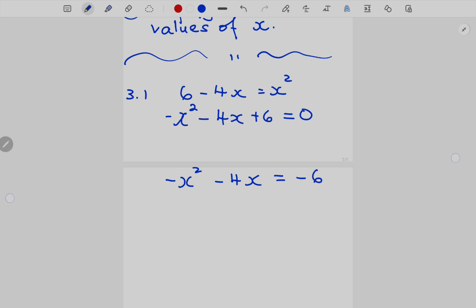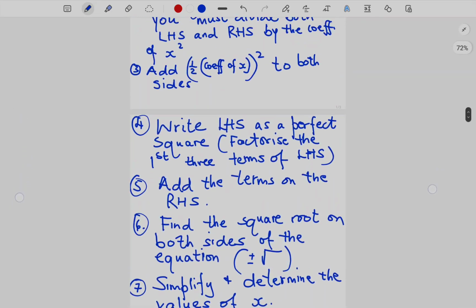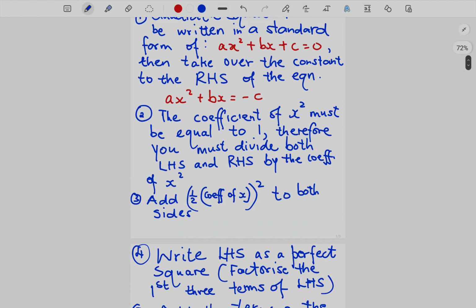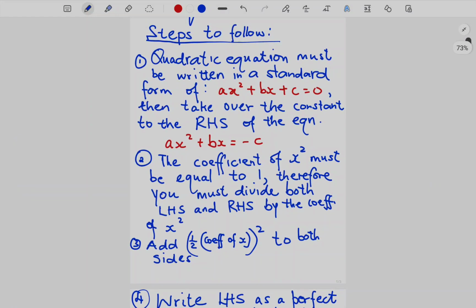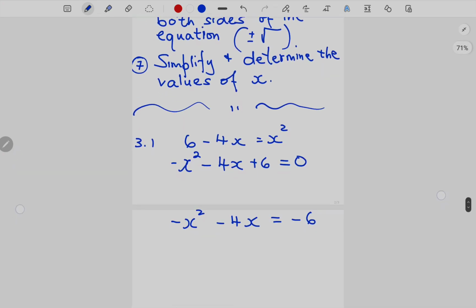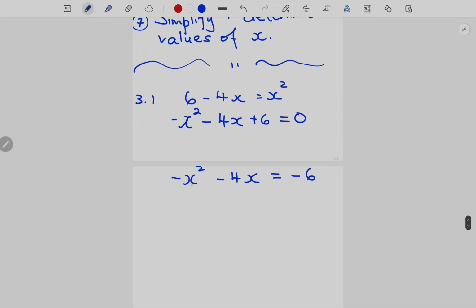Then the next step, let's see the next step. After that, what do you need to do? It says the coefficient of x squared must be equal to 1. That means positive 1. Therefore, you must divide both left hand side and right hand side by the coefficient of x squared. Okay, so now let's quickly do that. Here, the coefficient of x squared is negative 1. Remember, if there's no number next to x squared, it means there is an invisible number. Okay, negative 1.